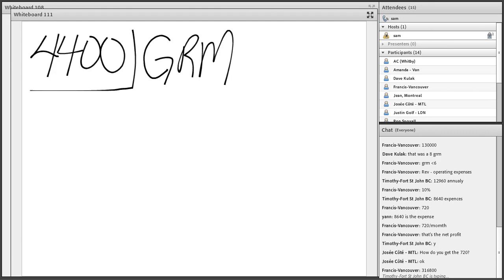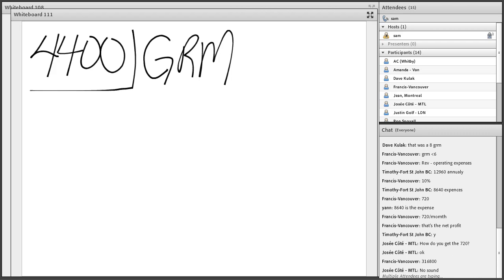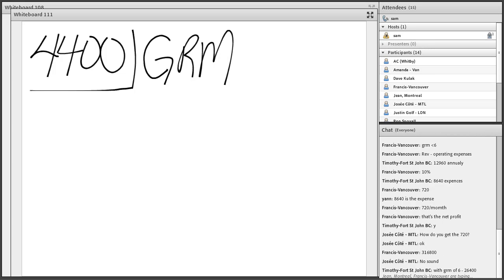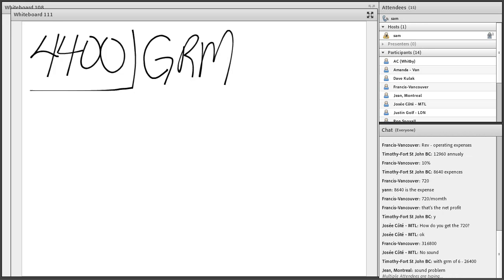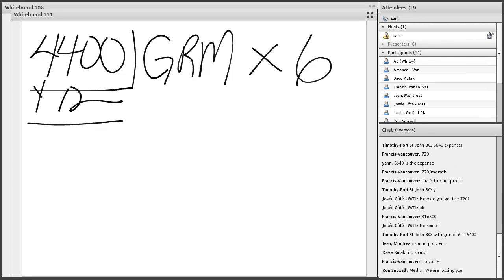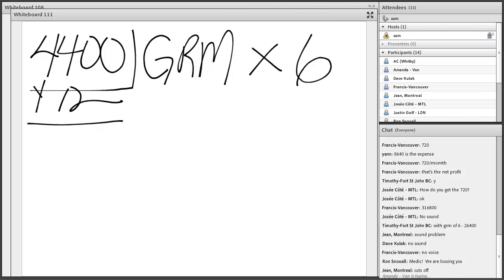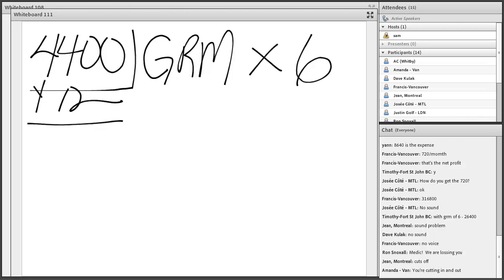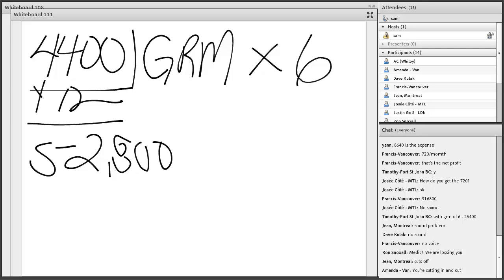So GRM takes, we want this number times 6. Okay, so everybody do this. 4,400 times 12 times 6. Times 12 first, then times 6. So 4,400 times 12. Does everybody understand that, right? We're getting 52,800 as the gross rent per year.